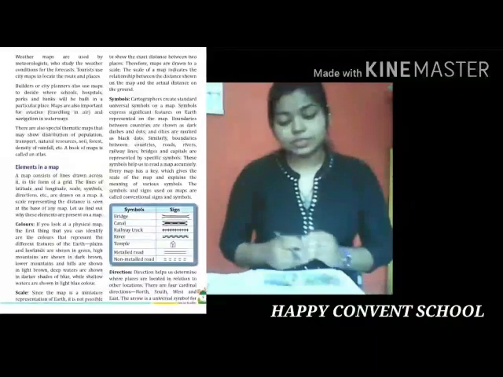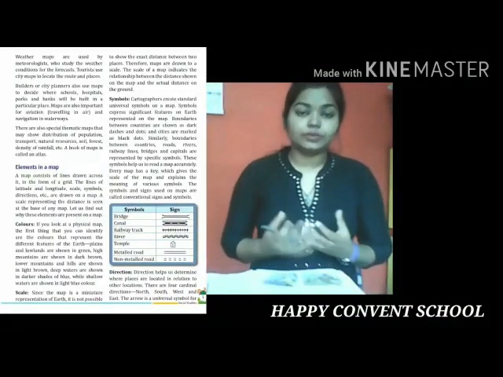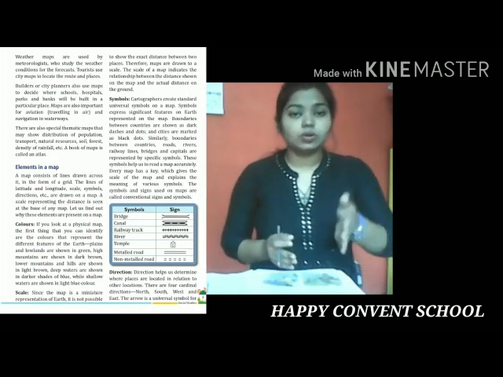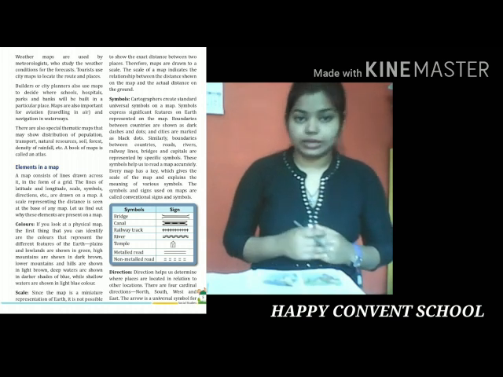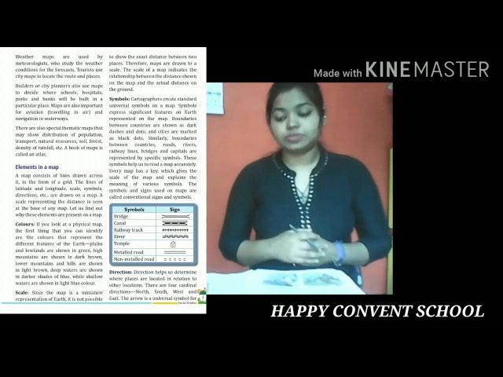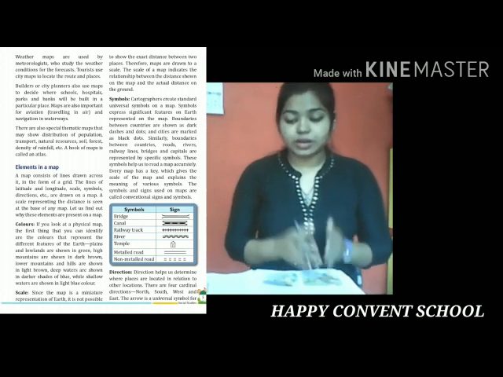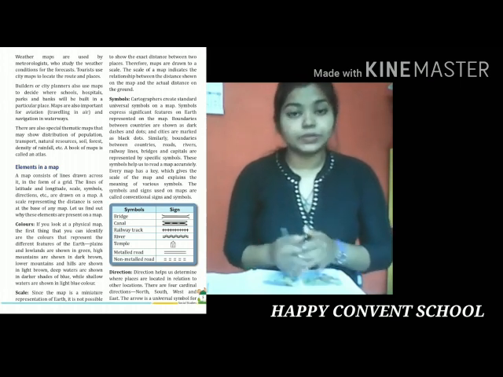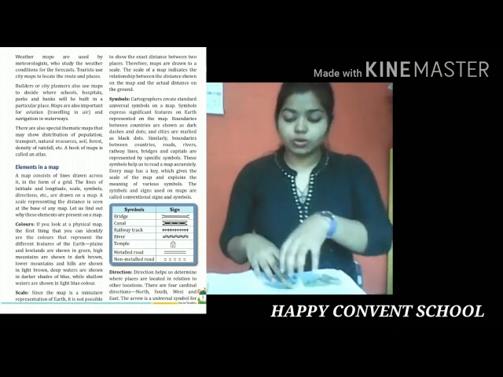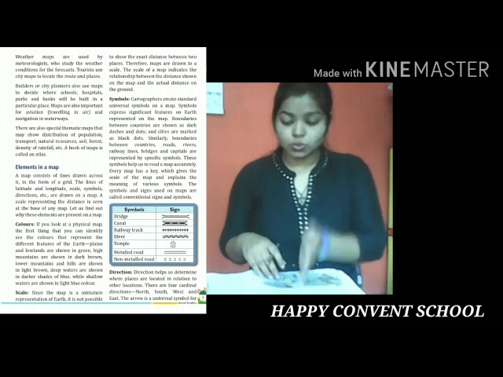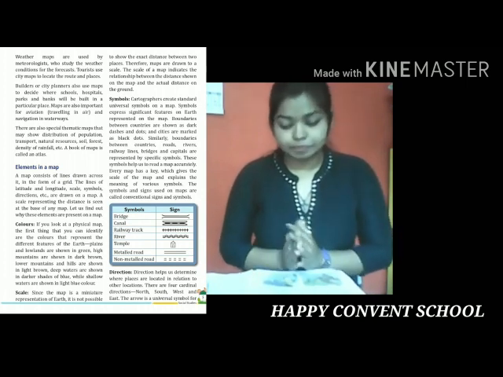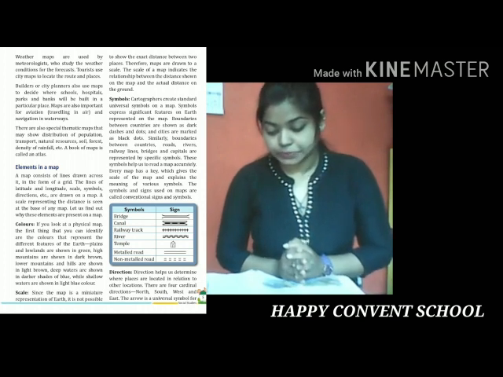Tourists use a city map to locate the road and place. So now we have easy access to maps so that we can easily go to a place and find our way out. Builders or city planners also use this map to decide where schools, hospitals, parks, and banks will be built in a particular place. So the map helps them plan where a school should be, where a hospital, a park, and a bank can be built.